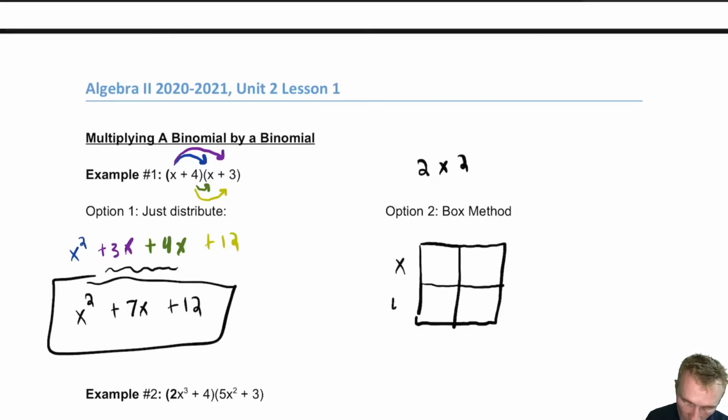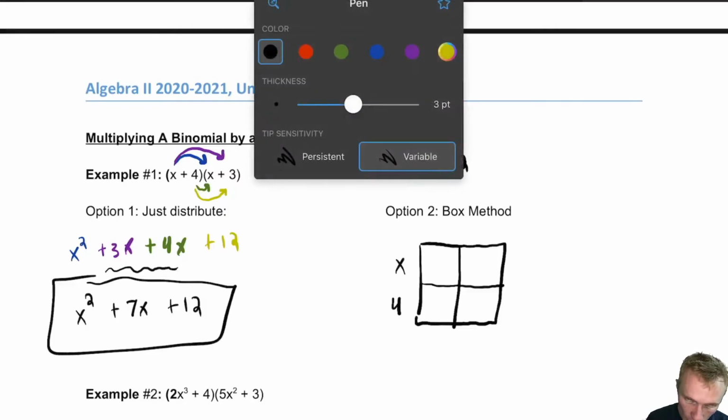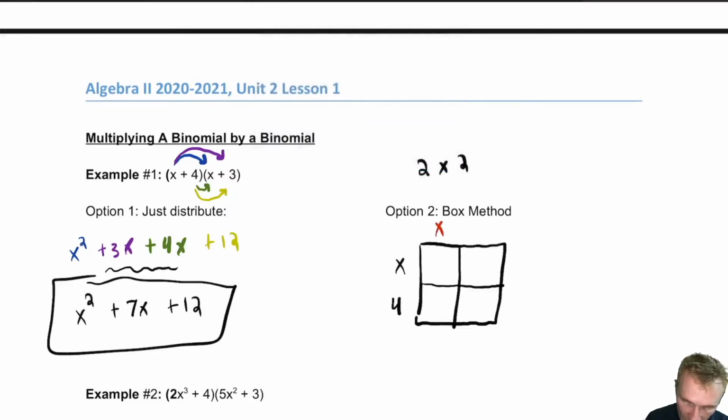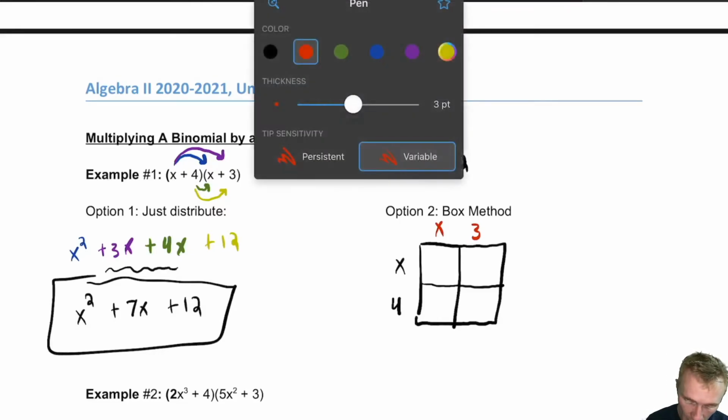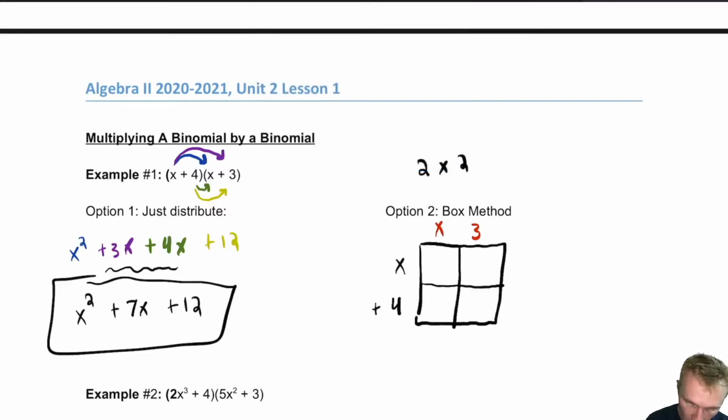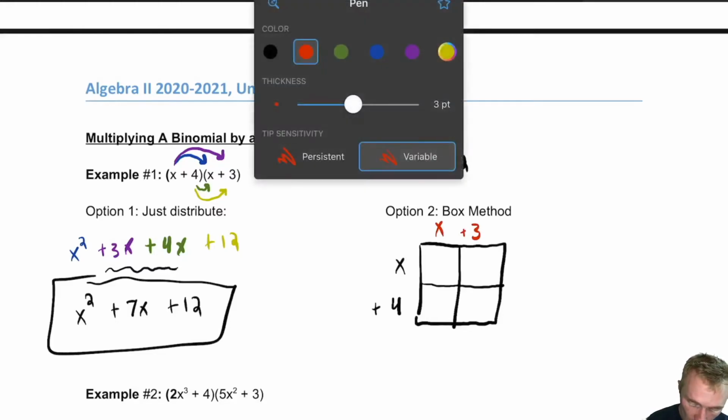On the one hand, we have x and 4. On the other, we have x and 3. And so what we're going to do, this is x plus 4 and x plus 3. That's all that's happening here. It might be a little clearer if I write it like this. x plus 4 and x plus 3. It's just a way to keep yourself organized.